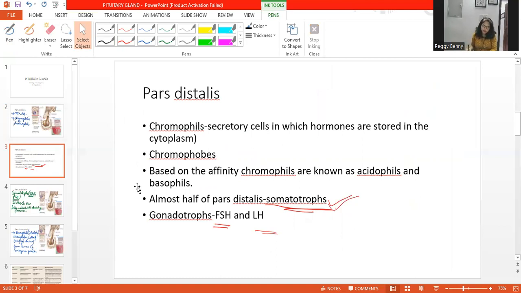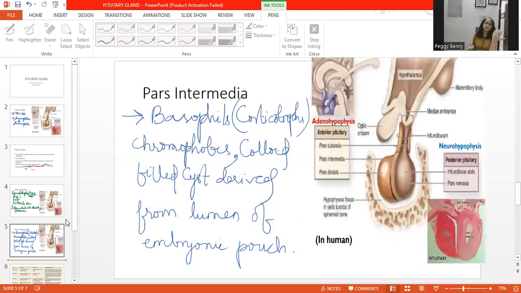We have to come across the other topic that we have to discuss right here. Almost half of pars distalis is somatotrophs. That is, among the kinds of cells present in pars distalis, around 50% are somatotrophs, while others like gonadotrophs are in the least amount.